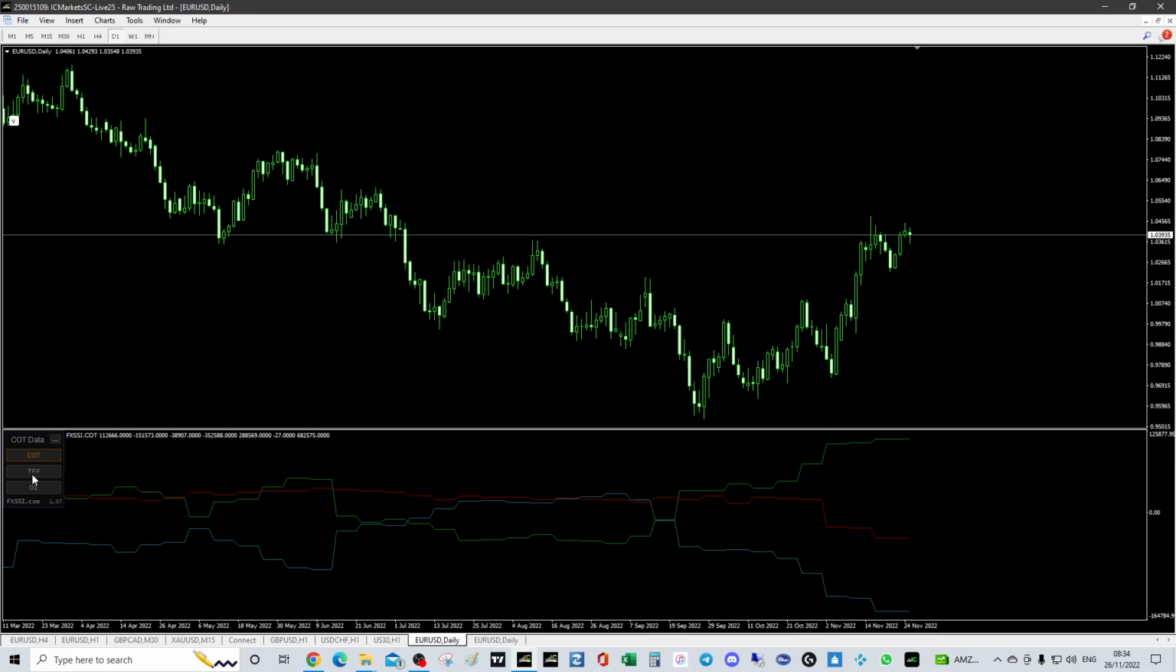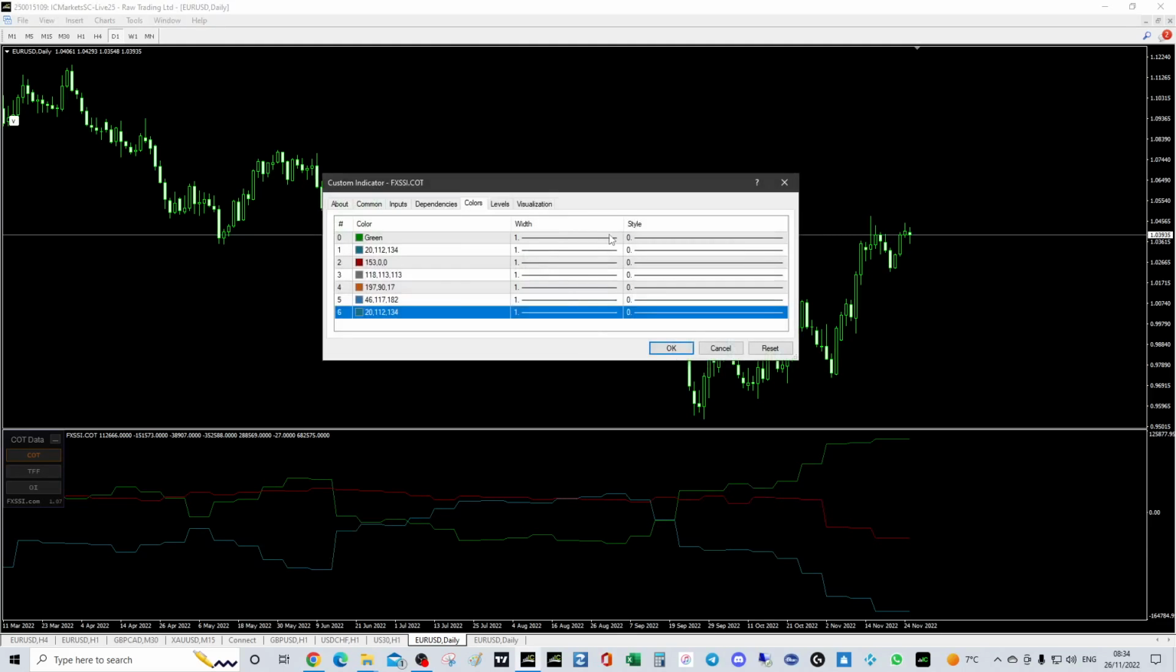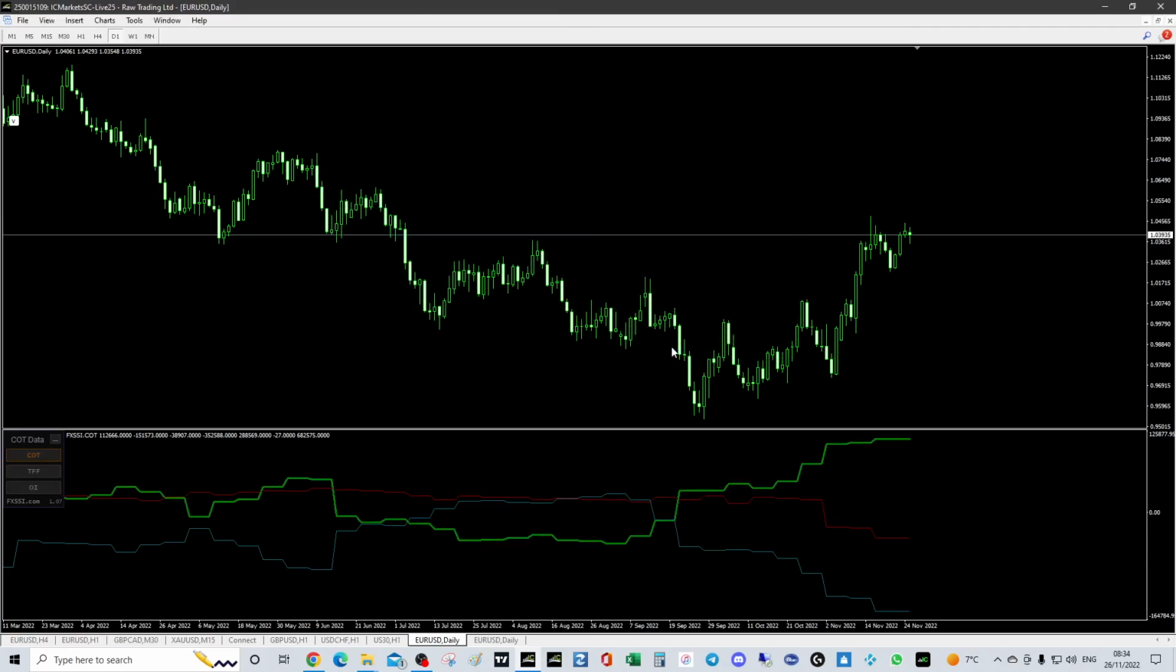We can also look at TFF, the financial futures, the traders of the financial futures, but we'll just look at COT for now. What we want to be looking at is this green line, because this is your large specs, the non-coms. What I would do personally is make that a little bit wider, because it's the most important of all these lines.